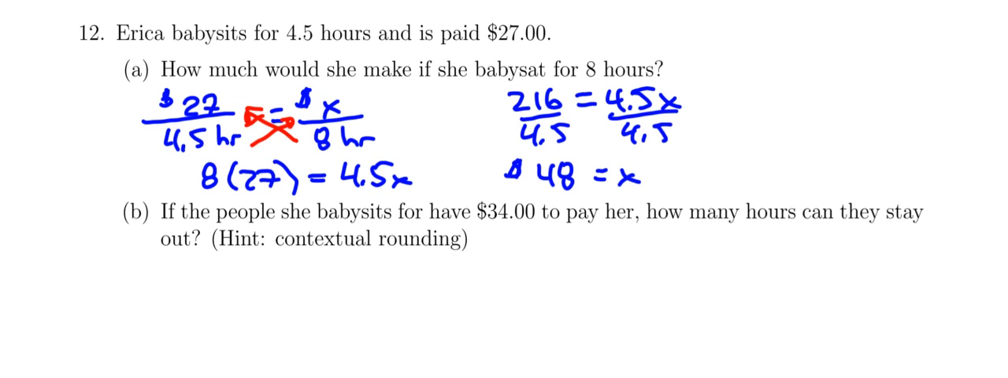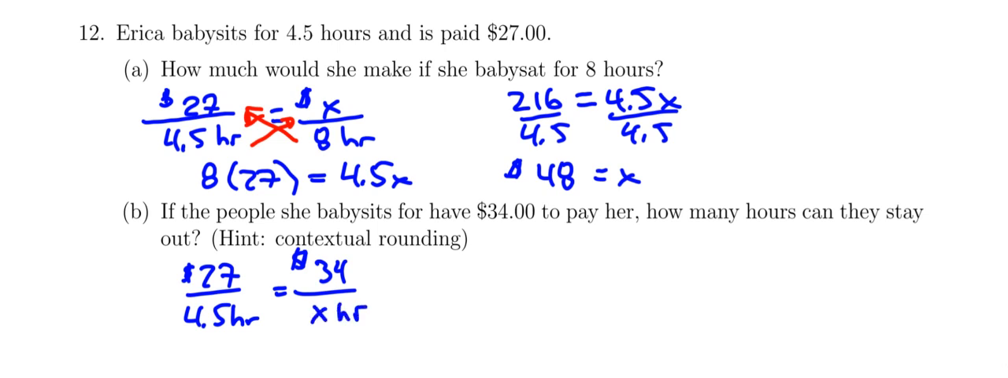Now, if the people she babysits for have $34 to pay her, how many hours can they stay out? Okay, so in this case here, we've got, again, $27 in the numerator, 4.5 hours in the denominator. Now, in this case, we know that there's actually $34 to spend. What we don't know is how much time they can go out for.